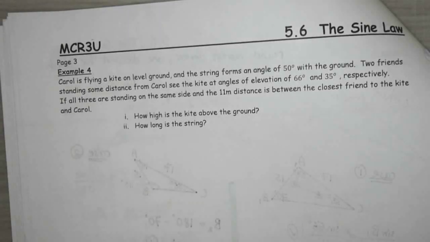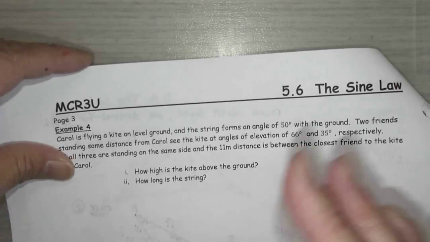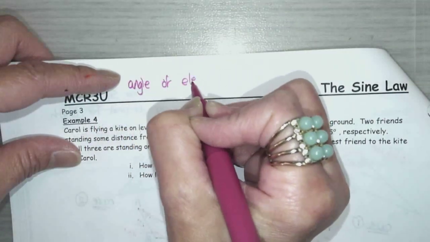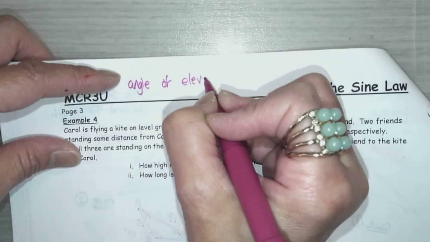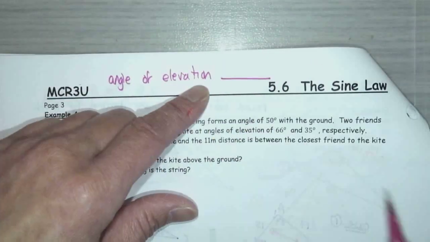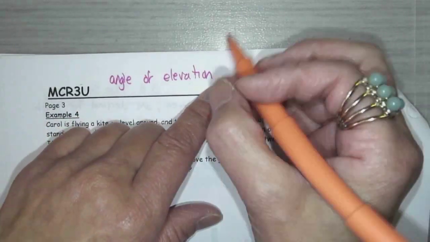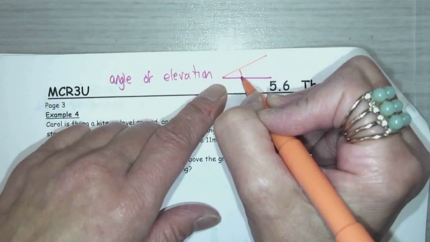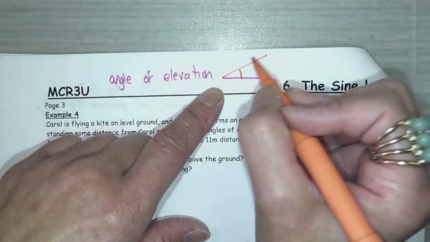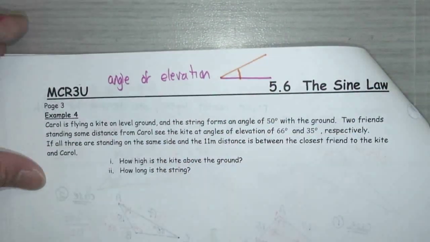Angle of elevation is when you're looking up, right? So angle of elevation, right? And again, this was when you're looking up at something. So you're standing here and you're looking up. So this is the angle of elevation, right? Looking up at something. So it's like your eyes, you're looking up at something.